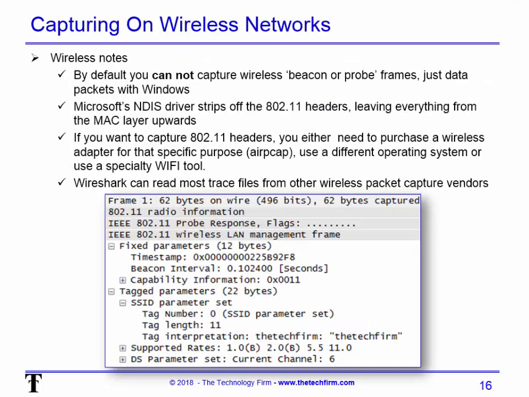Capturing on a wireless network is always a popular question, and it's for the following points. So by default, you cannot capture wireless beacon or probe frames. Some people call them wireless administration frames, and you just can't capture them by default. Microsoft will strip those out. You'll just end up with data packets with Windows. So just because you can capture with a Wi-Fi adapter doesn't mean you have the entire packet.